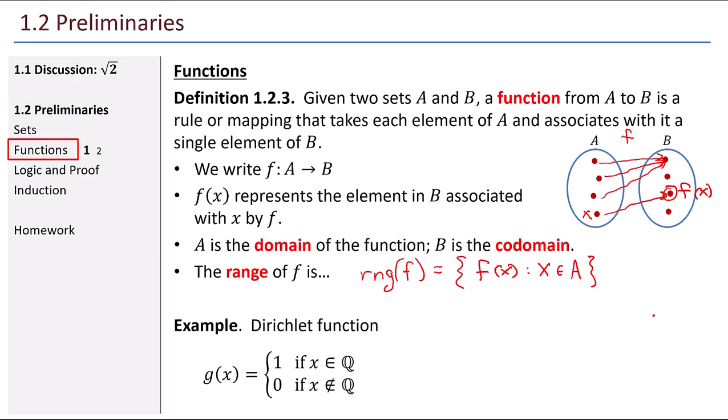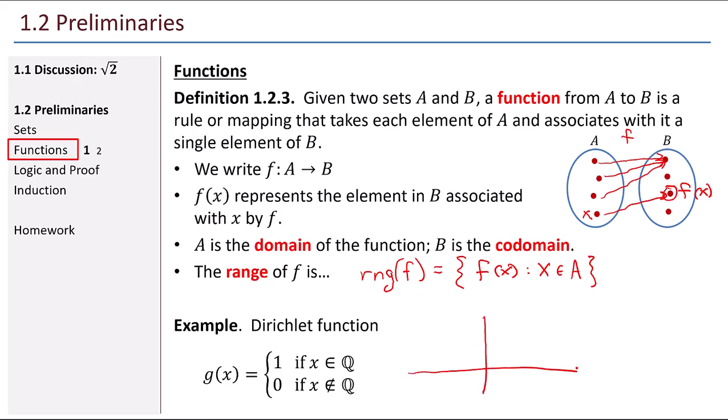The Dirichlet function. This is a nice example of a function because the definition of a function is pretty broad. Really weird things can be functions. And the Dirichlet function is kind of weird. It makes a nice example that we will refer to again many times in the future. So g of x is 1 if x is rational and 0 if x is irrational.